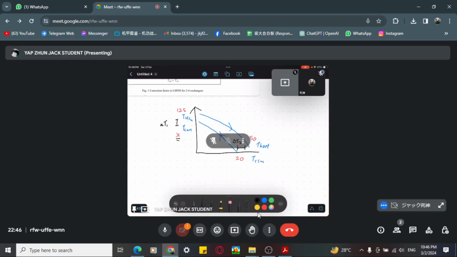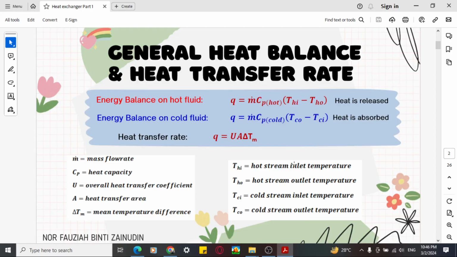So let's get back to our slide. When we get back to our slide, I need to find these things. Do you feel familiar? They say Q equals m Cp delta T. Q equals the mass flow rate times the specific heat of the hot times hot in minus hot out. Q also can equal the mass flow rate times the specific heat of cold times cold out minus cold in. Do you know what it means? It means the energy balance on the hot fluid equals the energy balance on the cold fluid.